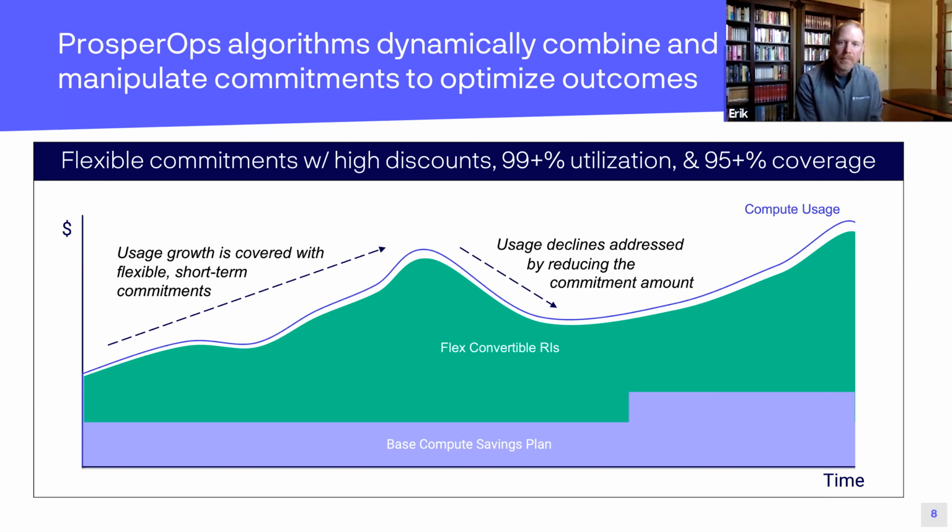The first is called a base layer that is comprised of compute savings plans. We love these instruments because they cover EC2, Lambda, and Fargate. So you get optionality if you're migrating things from EC2 to containers or to serverless. Your commitments will automatically follow. Secondly, it's a global commitment.